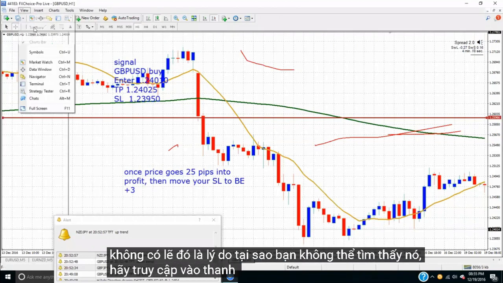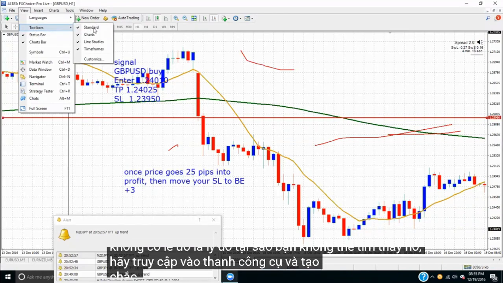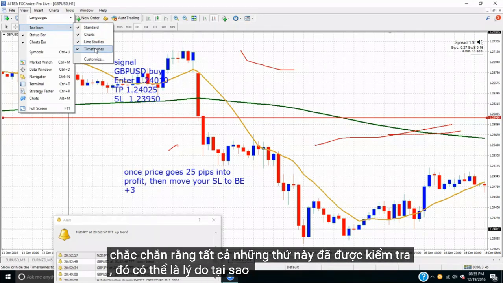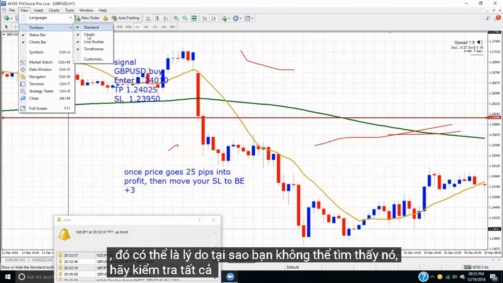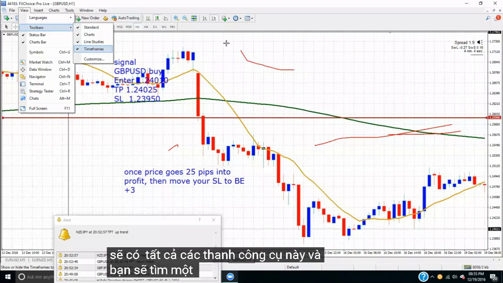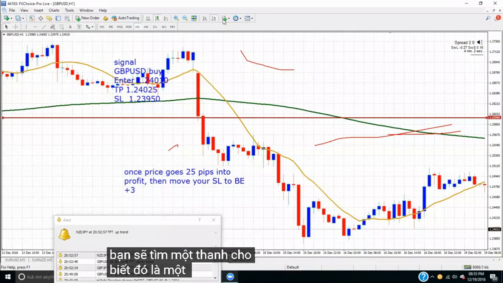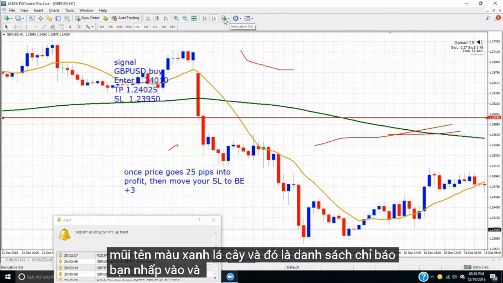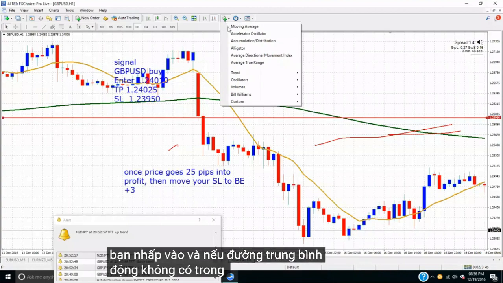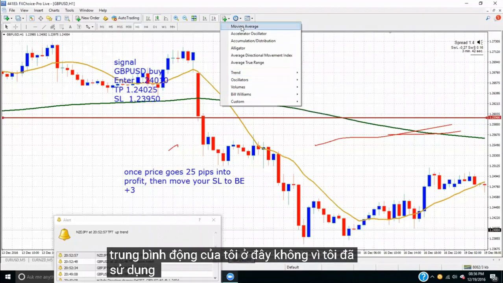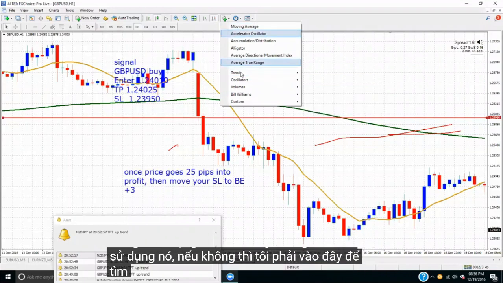Go to View and then Toolbars and make sure that all of these are checked. That's probably why you can't find it. So check all of these. Now you're going to have all of these toolbars, and you're going to look for the one that's a little page with a green arrow, and it's the indicators list. You click on it, and if moving average isn't in your list, go to trend, and moving average is there. My moving average is up here because I've been using it. Otherwise, I had to go here to find it.